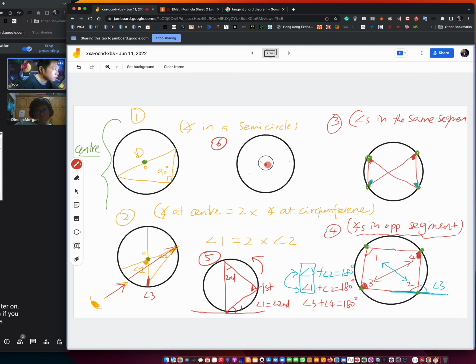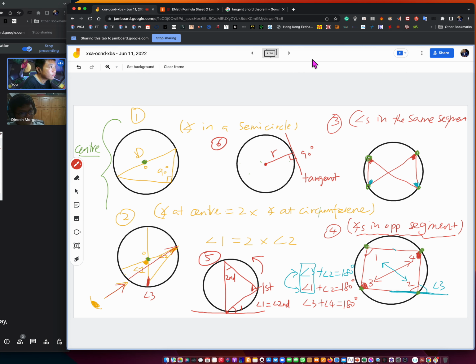And then if this is the center, and then this is the radius, so this is called tangent to the circle. Okay, so tangent to the circle, or tangent to the radius, right, will form a 90 degree. Yeah, that's it.